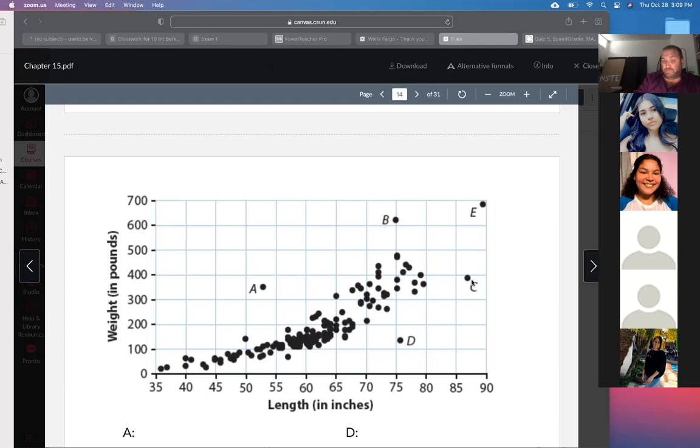How about C? How would you describe the outlierness factor of C? It would be an outlier of length, but not weight, correct? Length, it's out to the norm, but weight-wise, it's right in here. Nothing wrong with the weight-wise, correct? Right. Okay, and how about D?